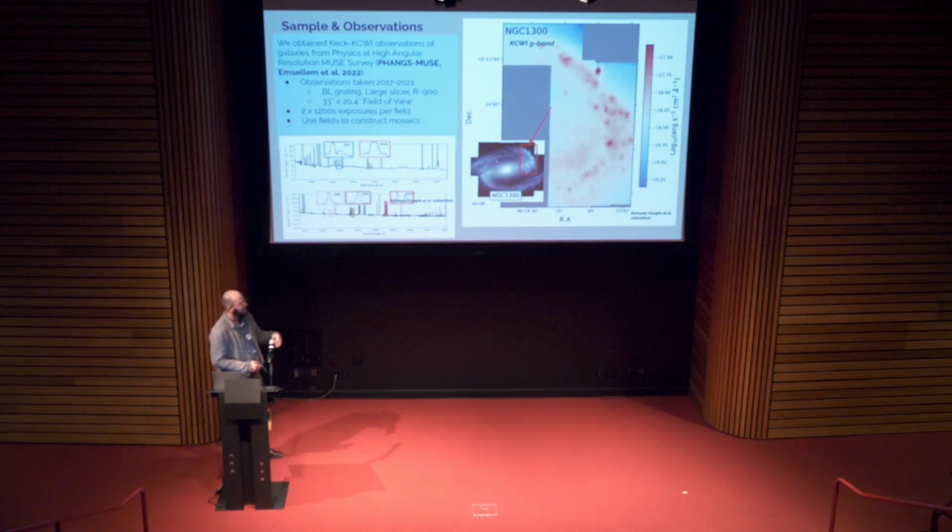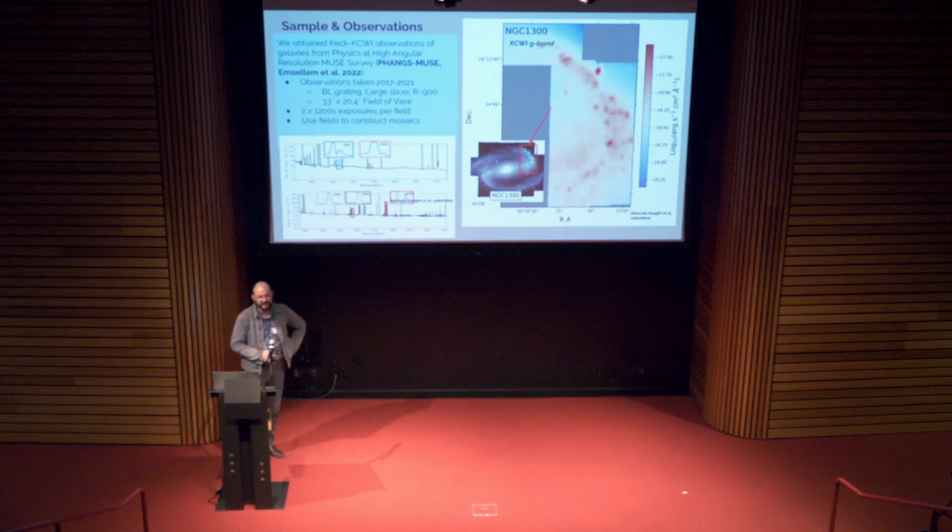And just to give you an example of the power of combining these two instruments, here's an example spectrum from an H2 region. Here we have the KCWI spectrum on top. Here we get the sulfur-2 auroral lines and the O3 auroral line. And then from the red side, we get nitrogen-2, sulfur-3, and oxygen-2.